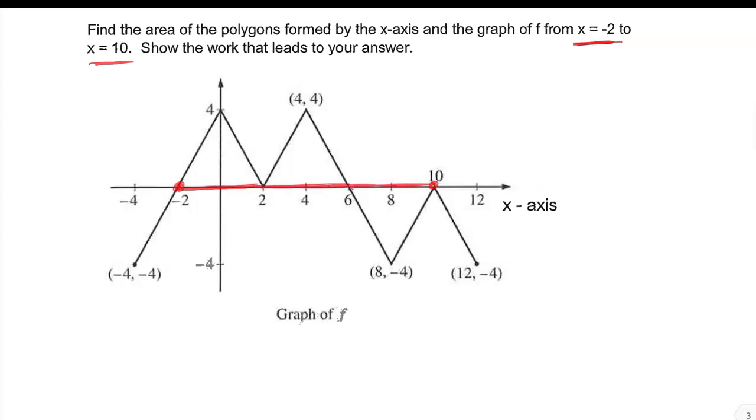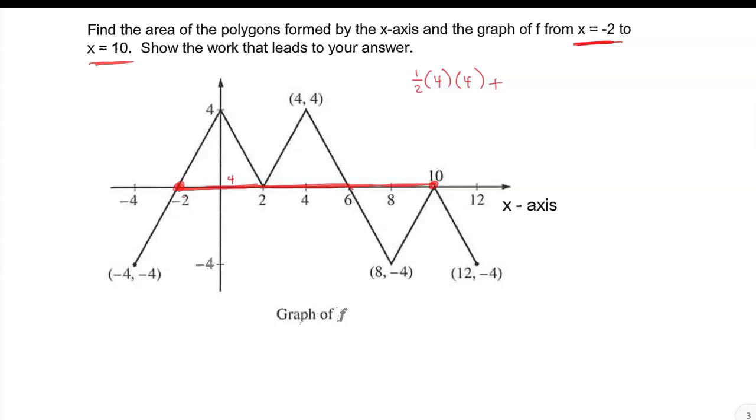So we're going to use 1/2 base times height to calculate area. 1/2, the base of the first triangle goes from negative 2 to 2. So the base is 4. And the height is 4. Notice we don't have to look at units in this closure. We're just figuring out the area.